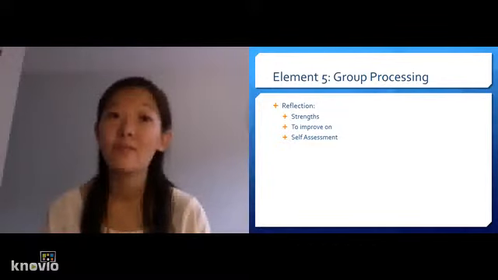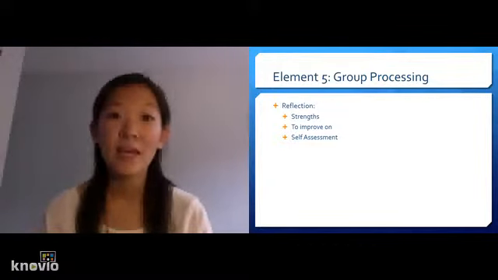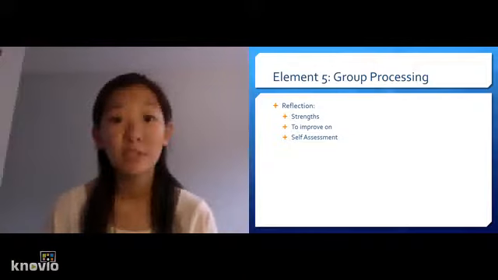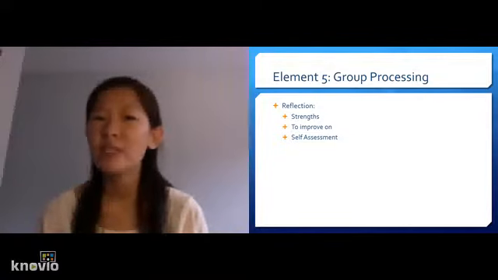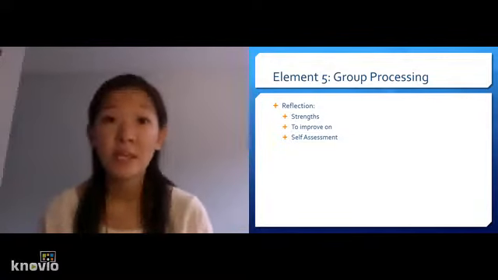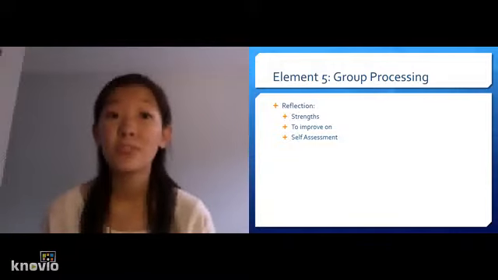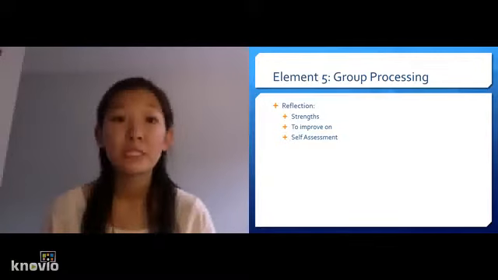Lastly, the fifth element is group processing. After the activity, the group should be allowed time to reflect and think about what they did well and what they could improve on. This time is important for helping students to set future goals and self-assess their own social skills, learning skills, and group work.